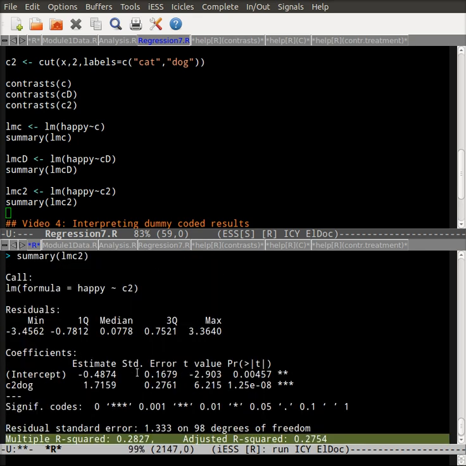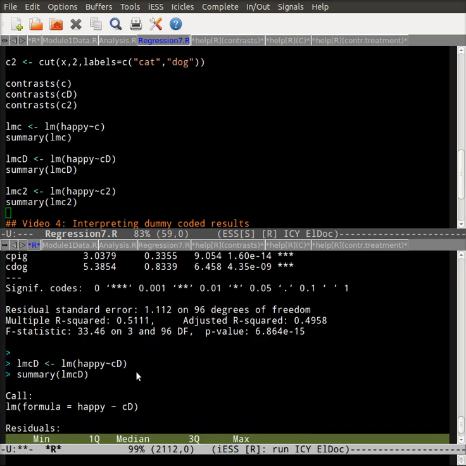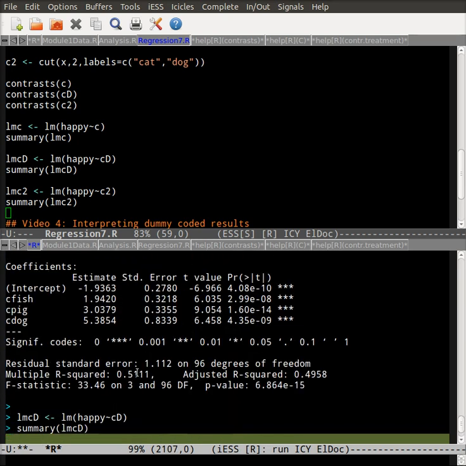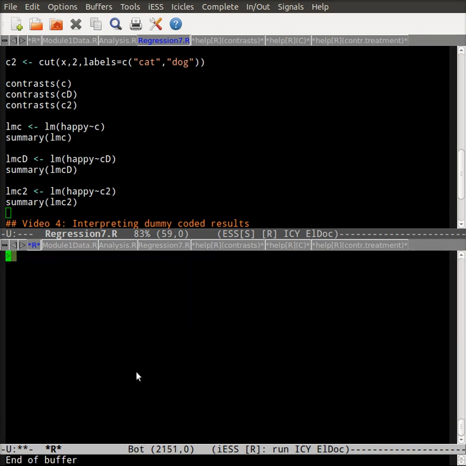So this is how we set up coding, dummy coding in particular, for categorical or nominal level data, and the logic behind dummy codes. Dummy codes are always a comparison between some base category and the other category levels. Okay, so stay tuned for the next video where we're going to interpret these results.